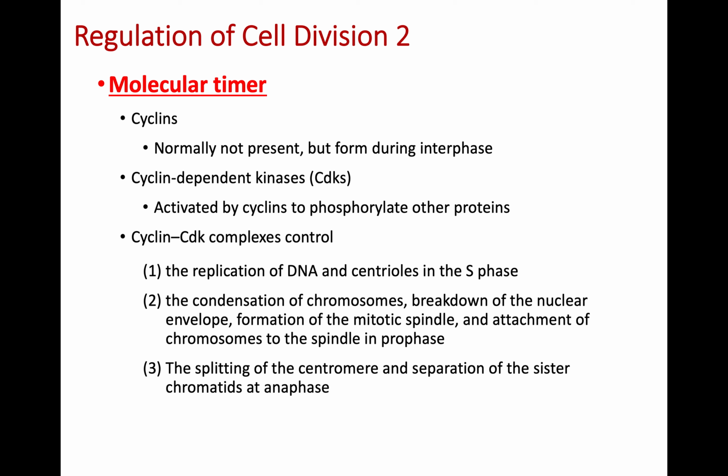So what do these cyclins and cyclin-dependent kinases do? They help to regulate the cell cycle. So they'll allow for us to go from G1 to S phase to G2. And they also help to regulate the stages of mitosis itself. So as we go from prophase to metaphase to anaphase to telophase, and then after mitosis to the cytokinesis. So these molecular timers, these cyclins and cyclin-dependent kinases, are proteins that regulate the cell cycle.